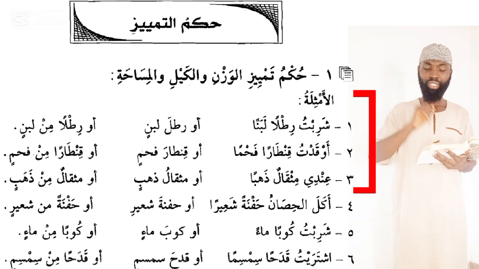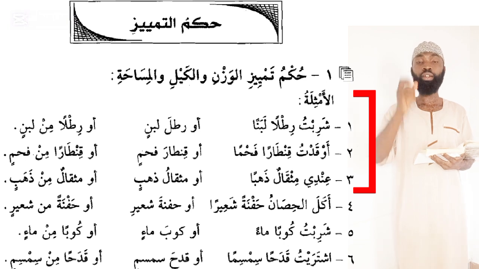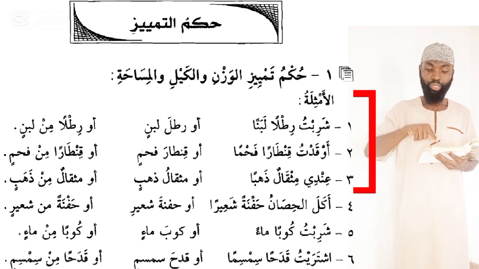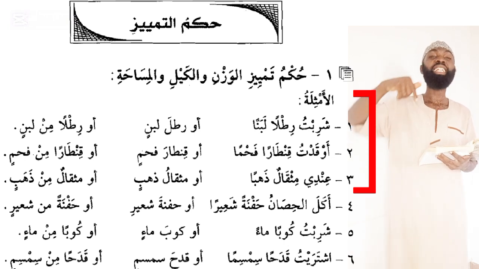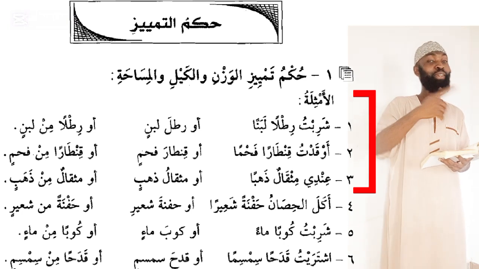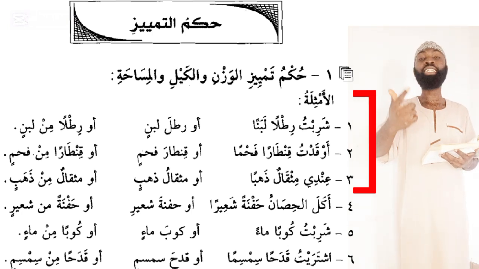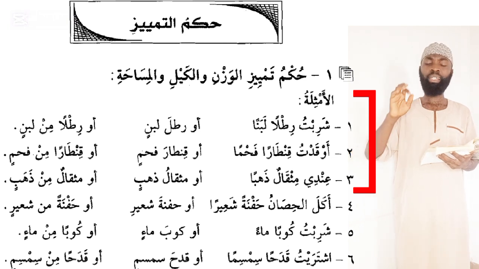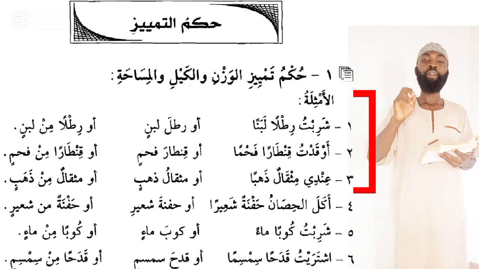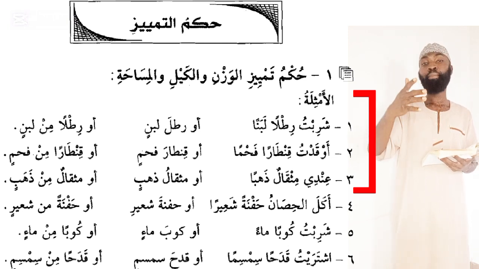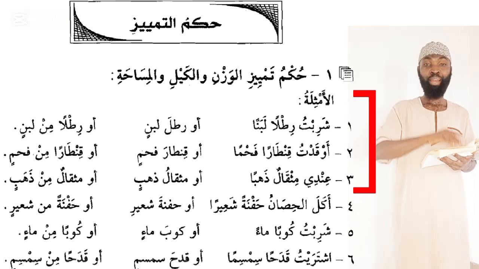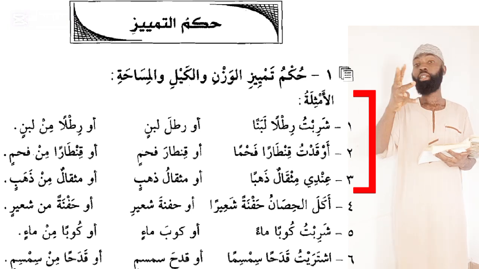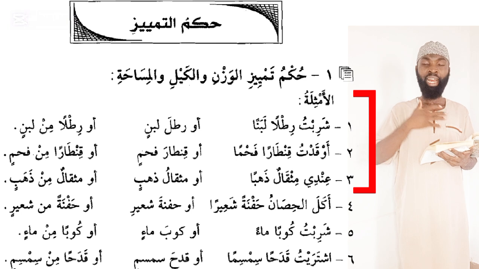The first one says, Sharibtu ritlan labanan, I drank a rattle of what? Milk, labanan. So you can see the form in which it is coming. You could say this in a different way by saying Sharibtu ritla labanin, or you can say ritlan min labanin. This is very easy. The second example says awqadtu qintaran fahman, I lit a quintal of coal. So you can say qintaran fahman or qintara fahmin or qintaran min fahmin. Learn the three ways.